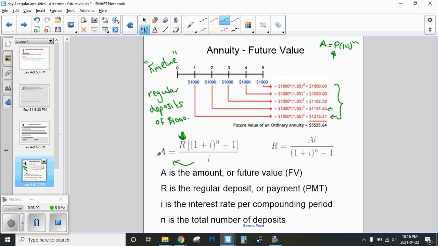Here we've used capital A for the final amount. In your textbook, in some places you'll see FV for future value. So those two are kind of interchangeable. And in this formula, R is used as the regular deposit or payment. In some places, including an online calculator we're going to use, you're going to see PMT for payment. So just know that means the same thing.